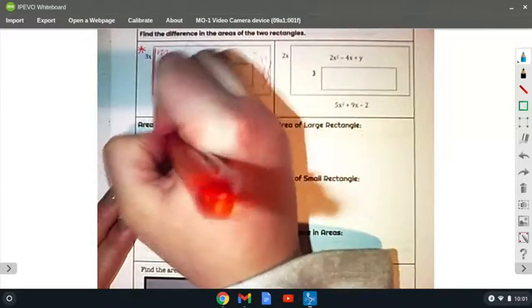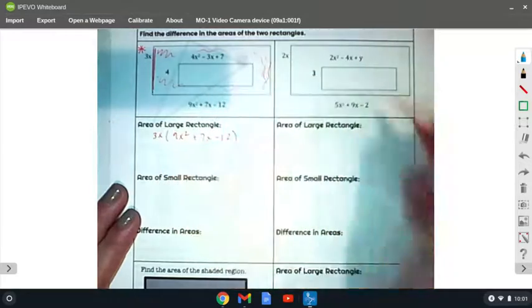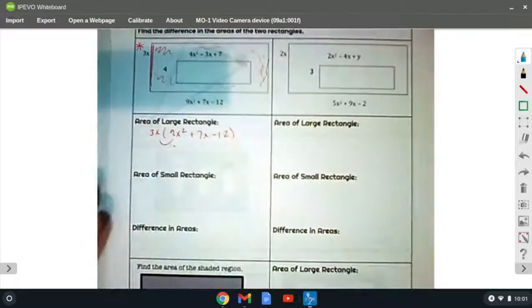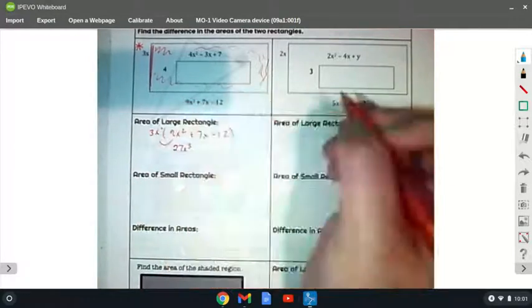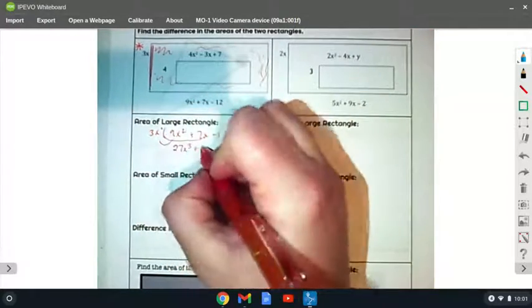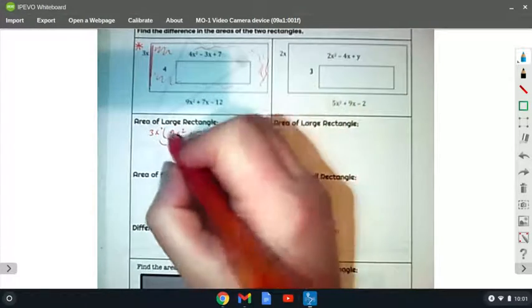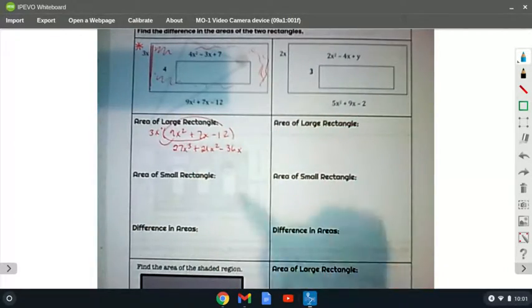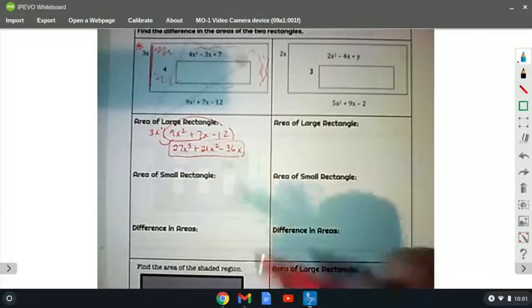So I have 3x times 9x squared plus 7x minus 12. So I'm going to distribute. That's going to give me 27x to the power of 3. I'm adding those exponents 1 and 2. That's going to give me 3x times 7x is going to give me 21x squared. And then lastly, 3x times negative 12 is going to give me negative 36x. This is in standard form. There's nothing else I can do here for that area.